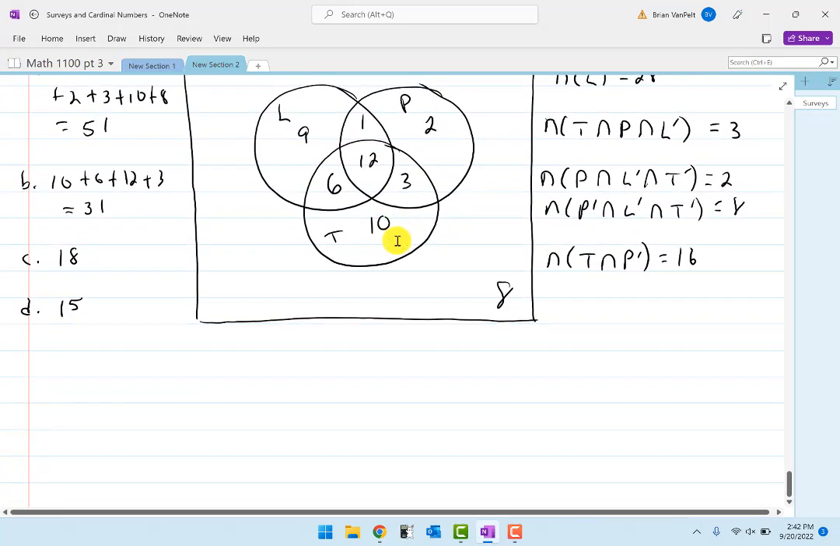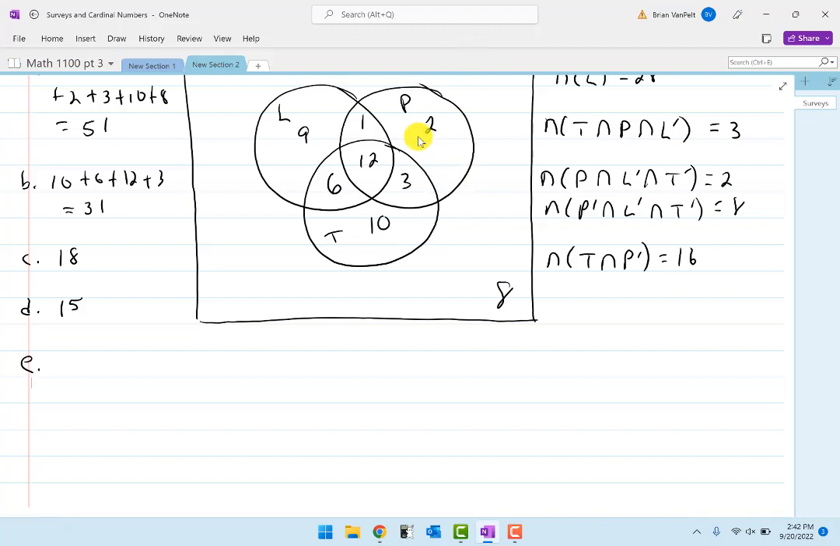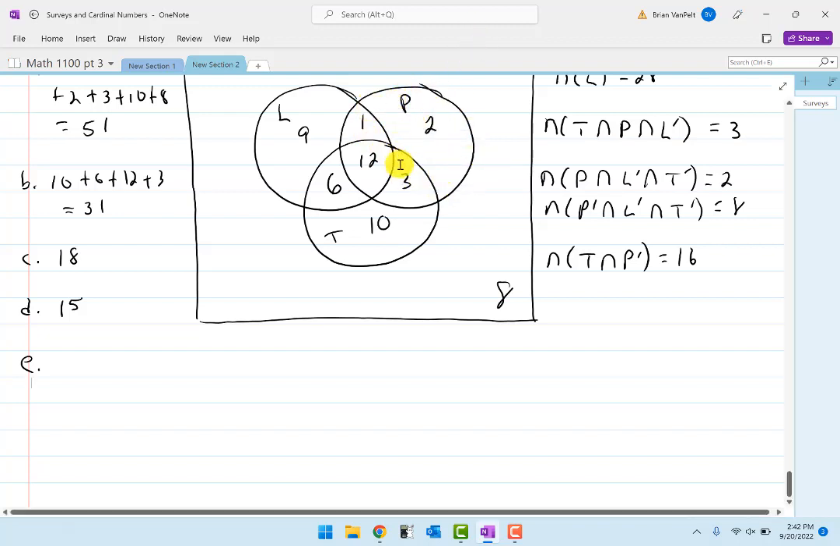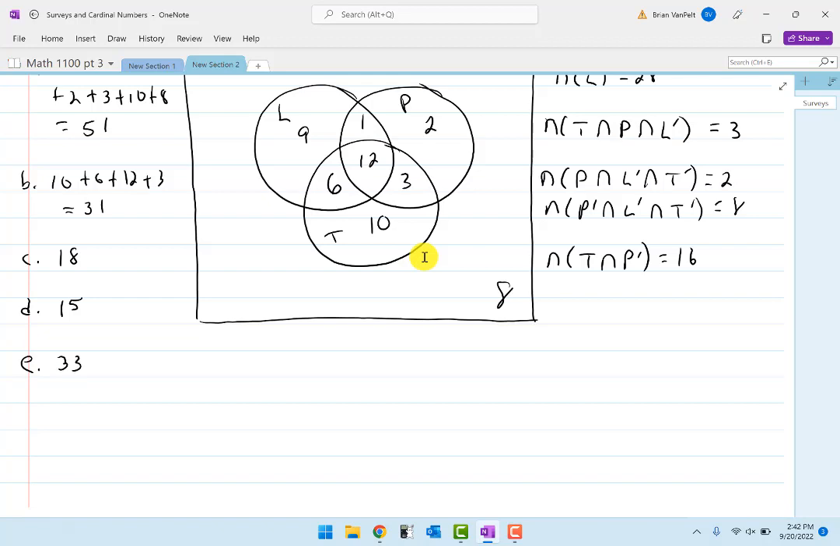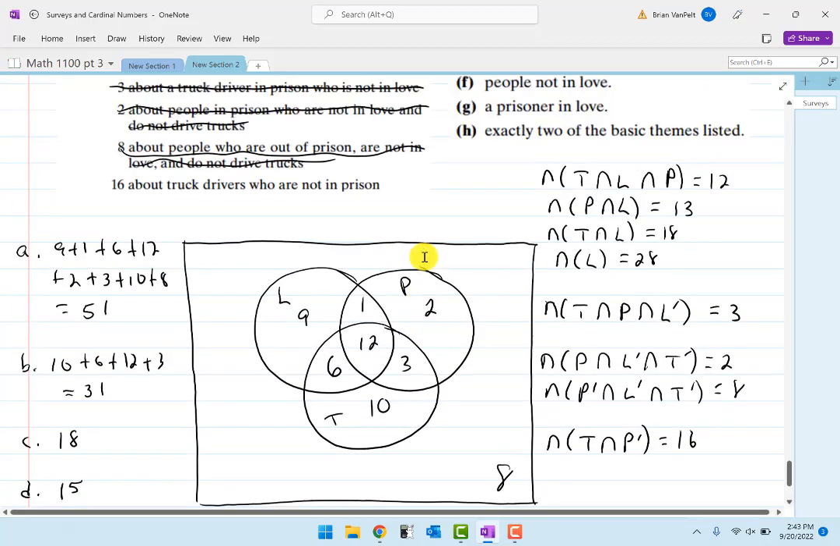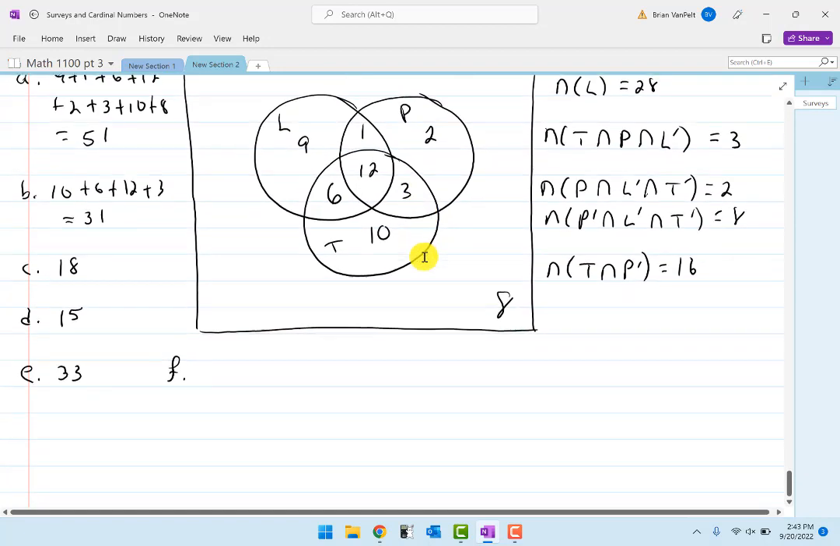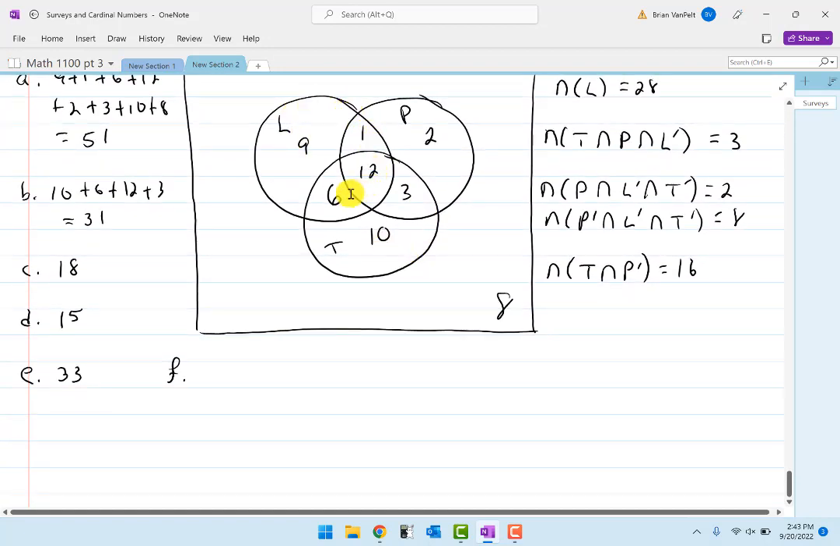People not in prison. So who is not in prison? So E, count everything outside of this prison circle. We have 9 plus 6, that's 15, 25, 33. For F, people not in love. So here's the love circle. Count these out here. Alternatively, you can add up the number in the love circle and subtract it from 51. That's another way to do it. Otherwise, we just count the numbers outside of L. So I have 2 plus 3 is 5, plus 10 is 15, plus 8 gives me 23.